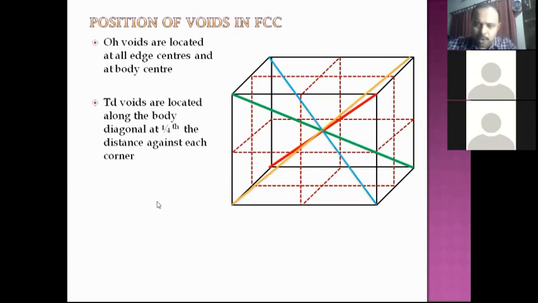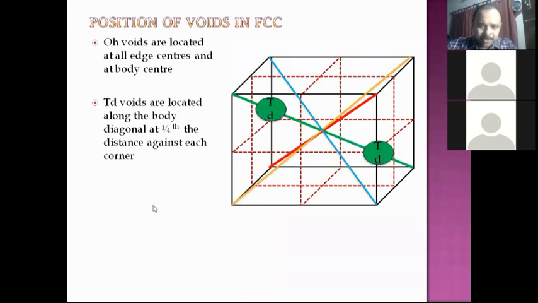So totally 4 body diagonals are there. So I'll just read out again. Tetrahedral voids are located along body diagonal at 1/4 the distance against each corner. Look at this. Is it 1/4? Approximately. So you can see here, this is the corner, and along the body diagonal against each corner at around 1/4 the distance, tetrahedral voids are located. Is it okay?